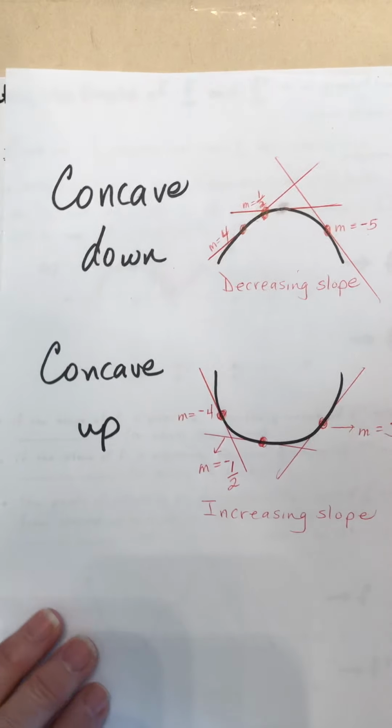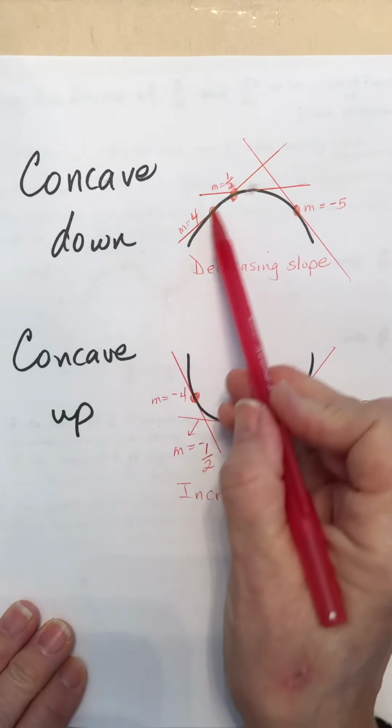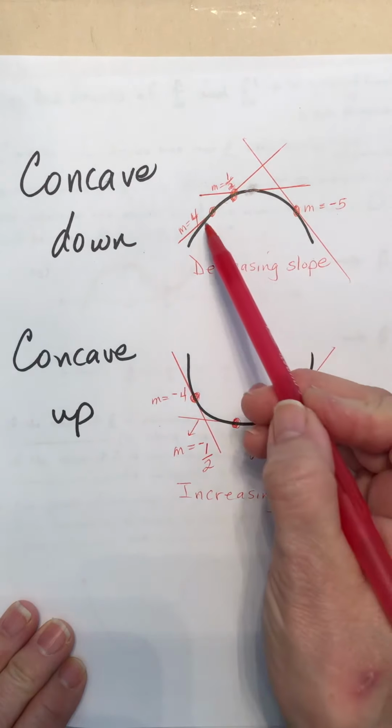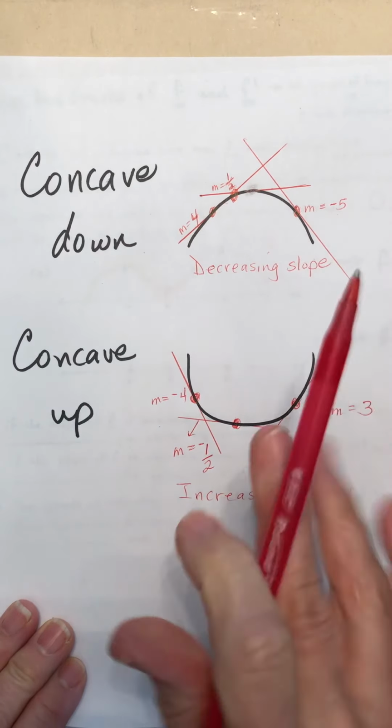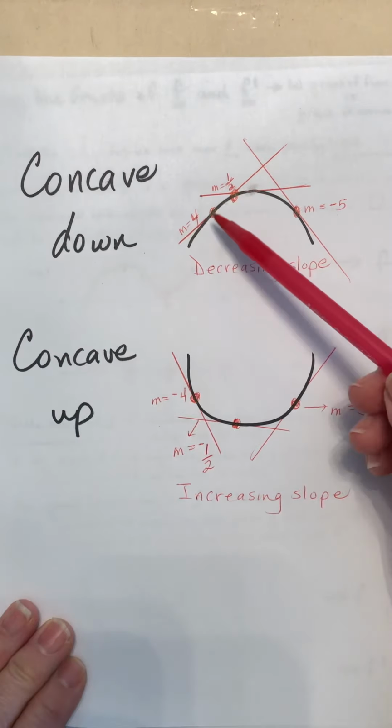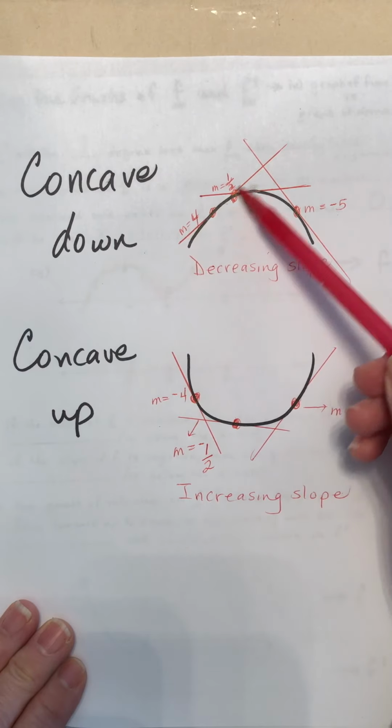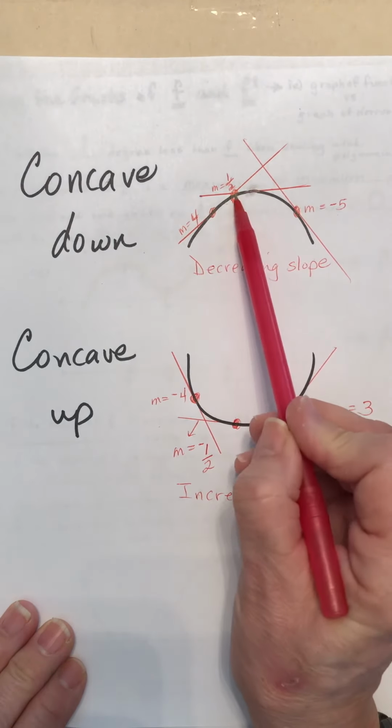when we talk about concavity, in a concave down interval, the slopes of the tangent lines are not always negative. Right here, the slope would be positive, maybe 4. Now the slope of the tangent line is 1/2.